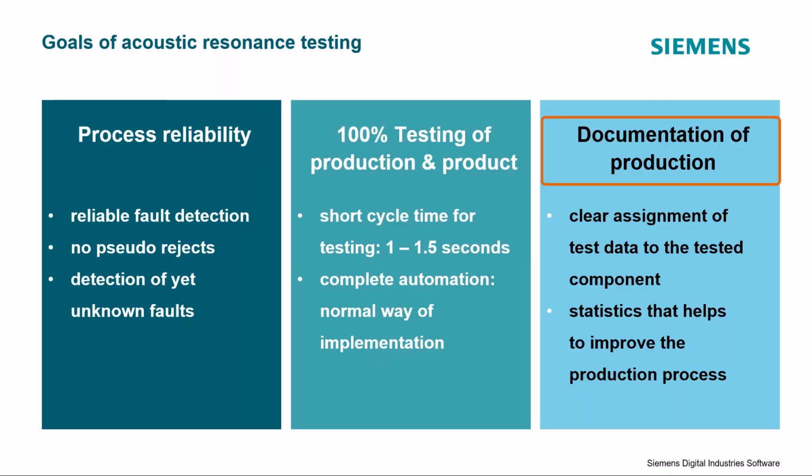Sometimes it's about documentation of the production. If it's about safety-relevant parts, for example, they often are numbered or marked by a QR code or something like that, and you need a clear assignment between test data and the component. And the statistics delivered by the method help you to improve your production process. Maybe you have to take a second look at the parts sorted out just to find out which are the main root causes of a defect. And this could lead to a decreased scrap rate in the long term, and this could pay off.